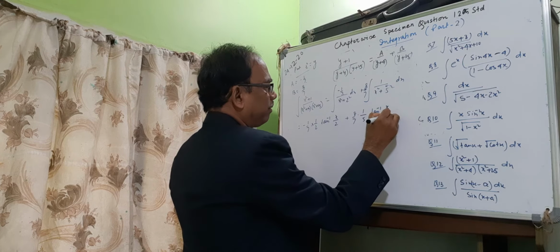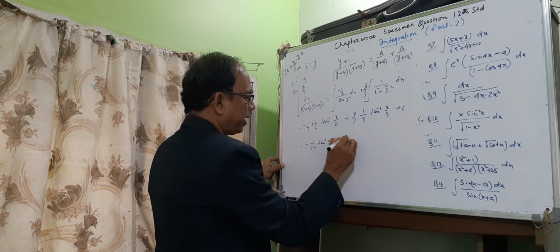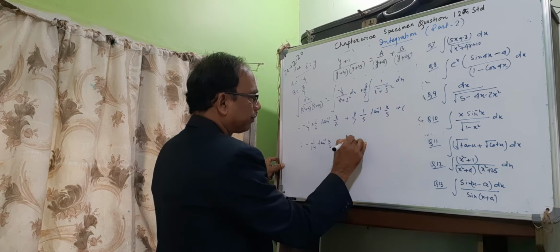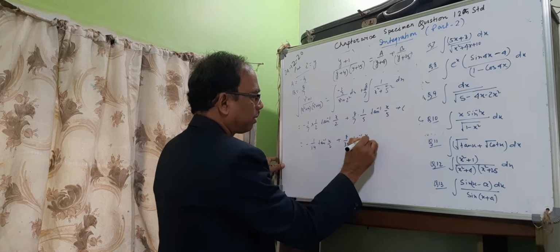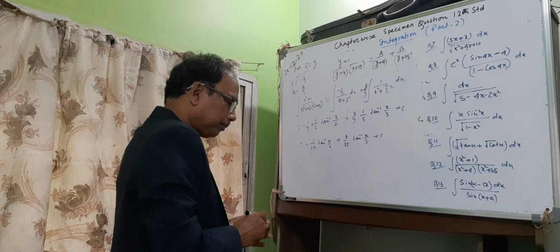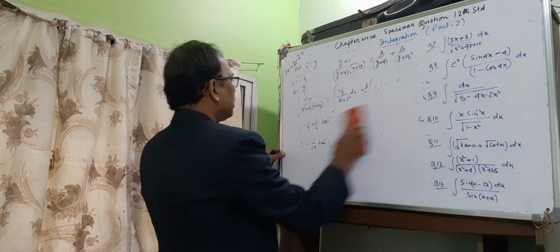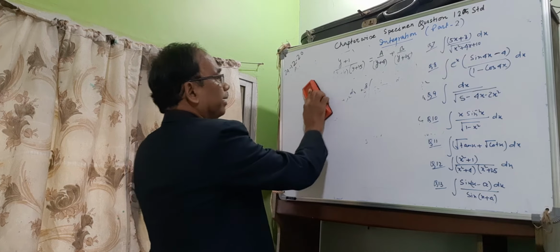Then we can write minus 1 by 14 tan inverse x by 2 plus 8 by 35 tan inverse x by 5 plus c. That is the final answer, where c is an arbitrary constant. That is the final answer of the given integration.